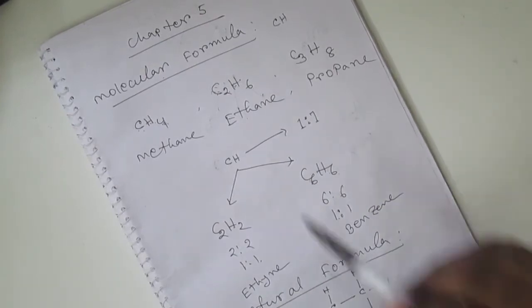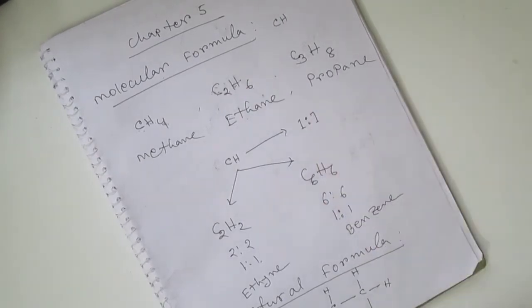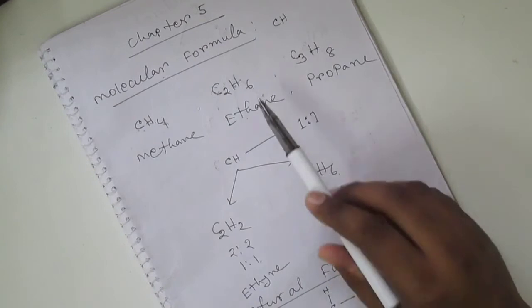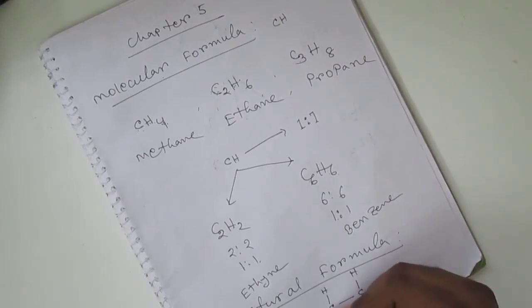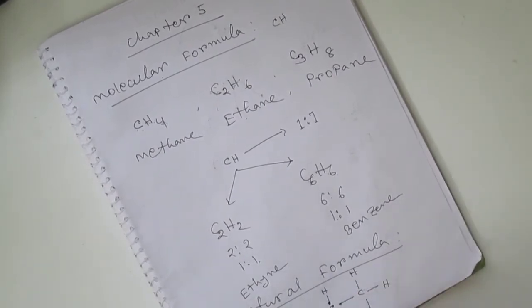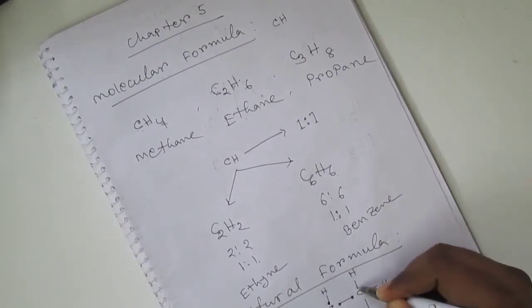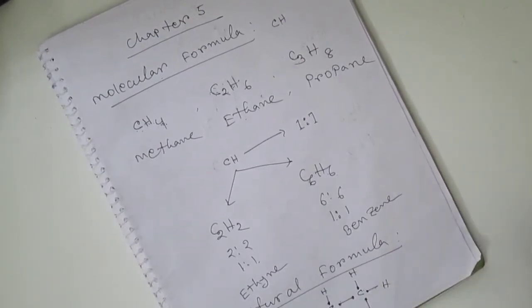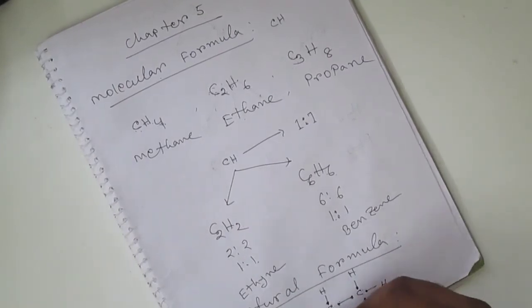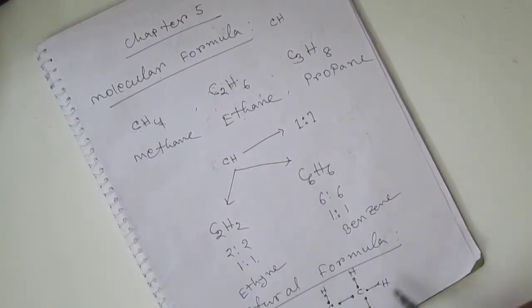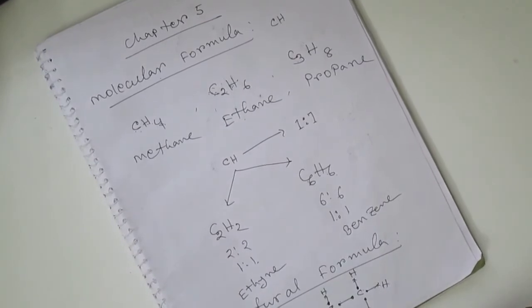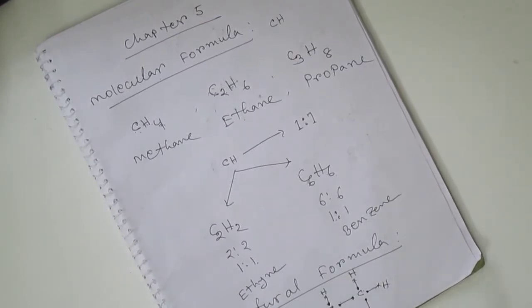If I talk about ethane, C2H6, its structural formula is like this: C2H6, 1 2 3 4 5 6. So 2 carbon atoms are attached with 6 hydrogen atoms, and in each case the valency of each carbon atom is 4, and the valency of each hydrogen atom is 1. So in case of structural formula, valency is a must, so we have to learn about valency.